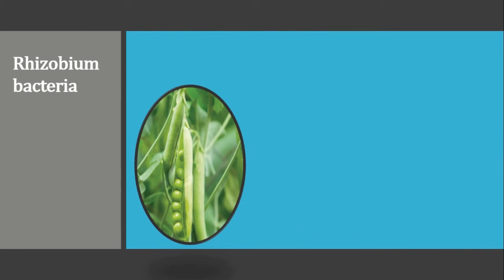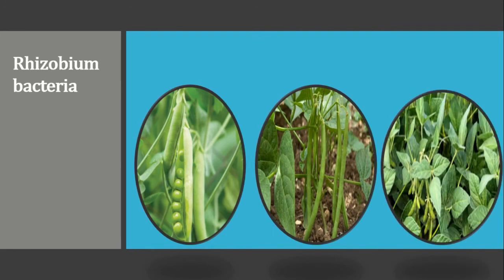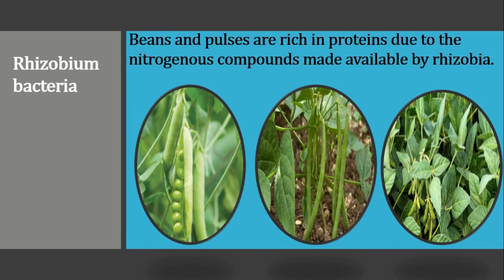Rhizobia produce nitrogenous compounds from atmospheric nitrogen. However, for this process of nitrogen fixation, they need leguminous plants like pea, beans, soybean, etc. as hosts. Beans and pulses are rich in proteins due to nitrogenous compounds made available by rhizobia. Students, these are very good examples of rhizobia bacteria present in them.